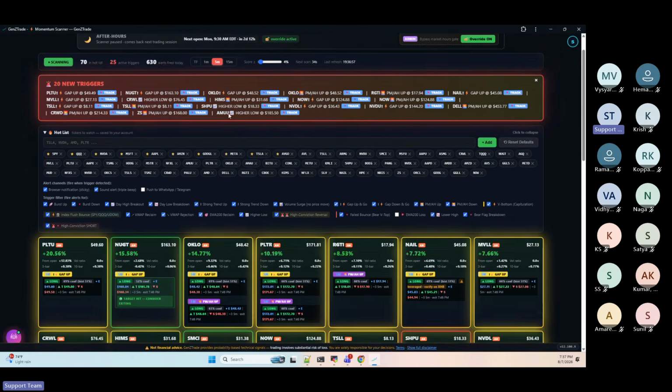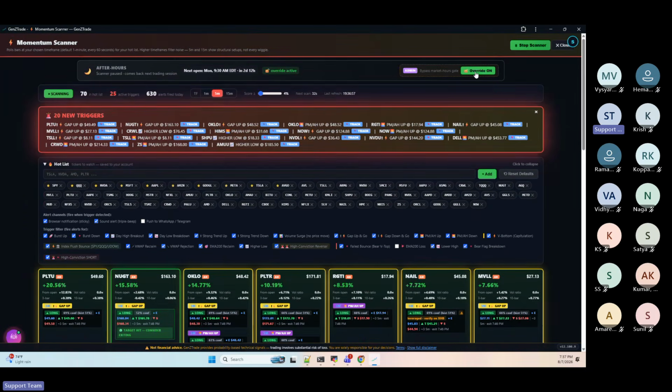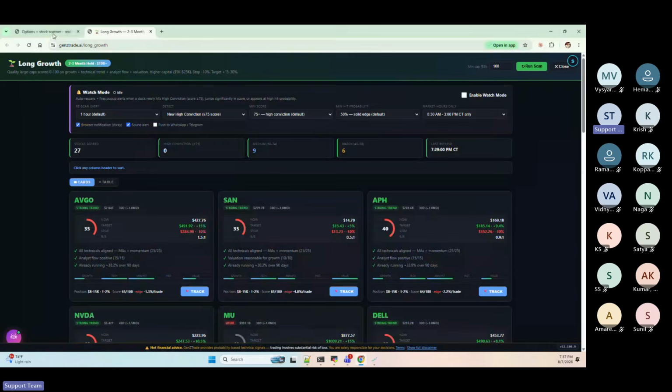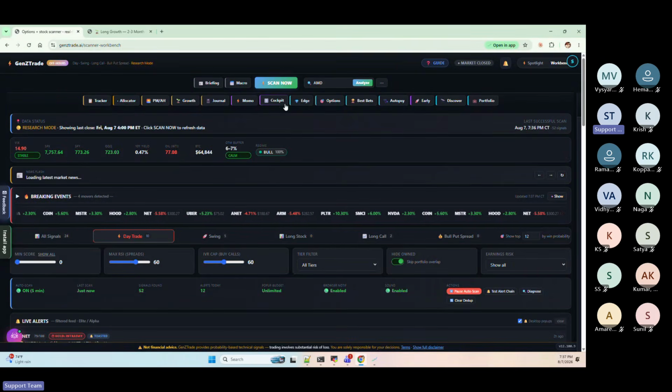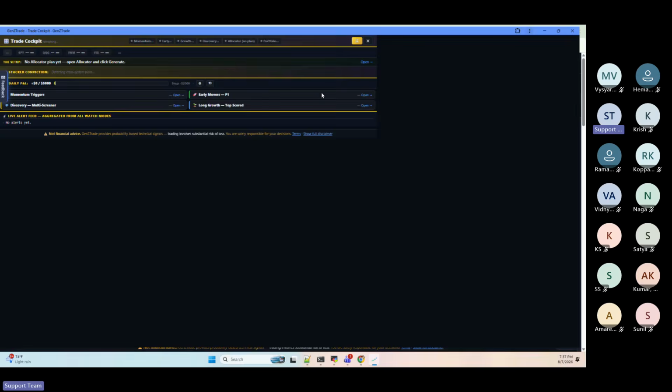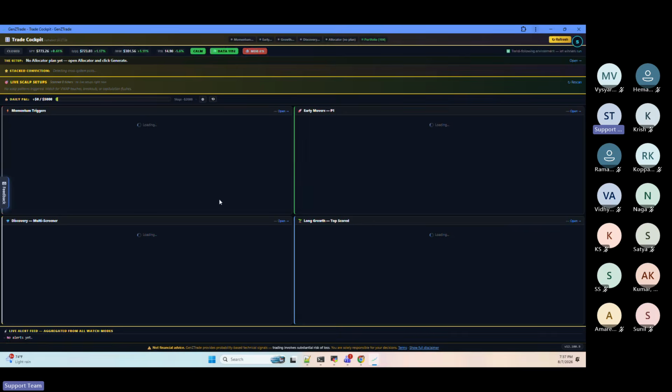Okay. This is movement of scanner, and I will come back to this again. I just want to continue my rhythm, and then I will close it for questions. And there is something called trade cockpit. This is a bit of additional features.